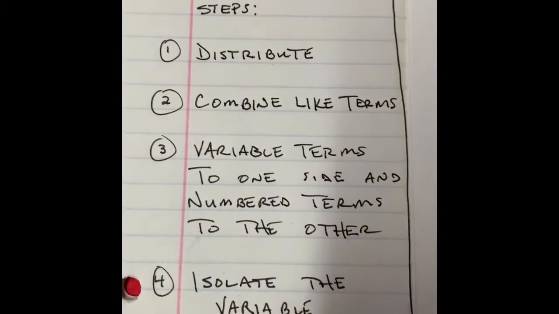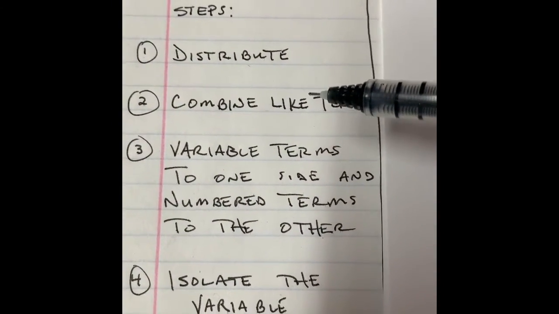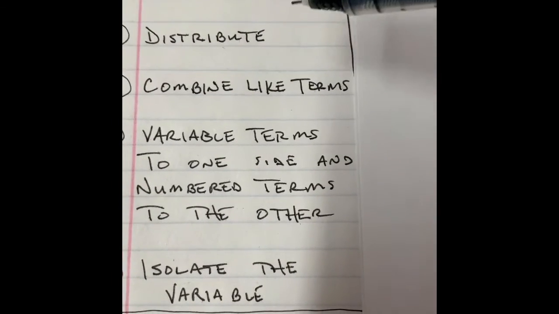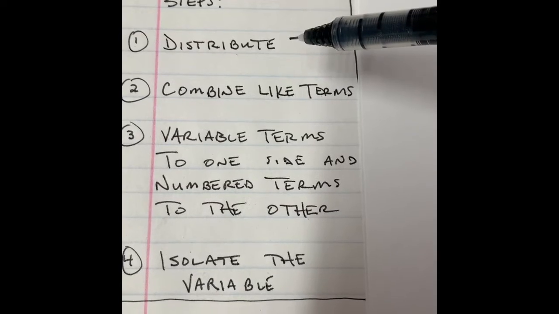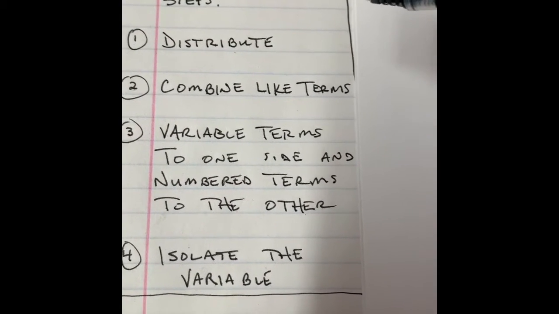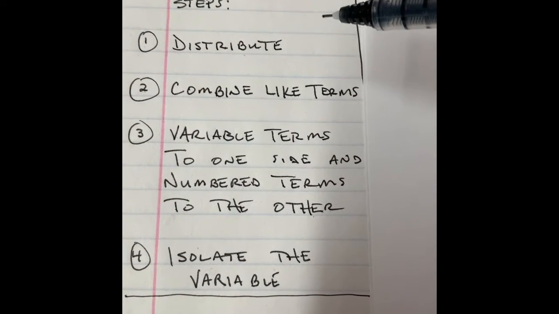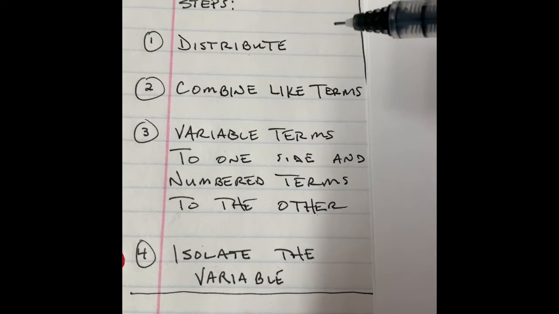Okay, the steps, right? You want to distribute first. You want to check to see if, sorry, let me back up. Distribution, okay? Remember, that's multiplication. And when you distribute, you've got to make sure you distribute all the way through, right? A lot of students will forget to multiply the second term.